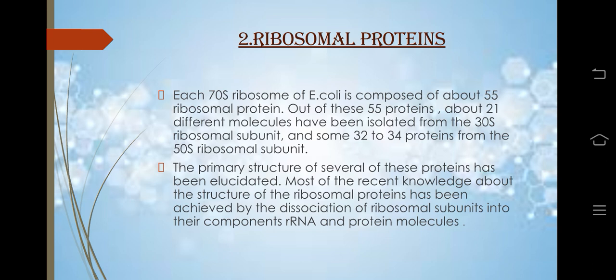Then ribosomal proteins. Each 70S ribosome of E. coli is composed of about 55 ribosomal proteins. Out of these 55 proteins, about 21 different molecules have been isolated from the 30S ribosomal subunit and some 32 to 34 proteins from the 50S ribosomal subunit. The primary structure of several of these proteins has been elucidated. Most of the recent knowledge about the structure of the ribosomal proteins has been achieved by the dissociation of ribosomal subunits into their components, rRNA and protein molecules.